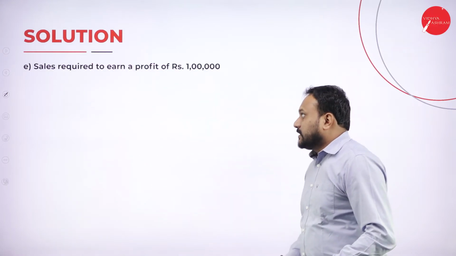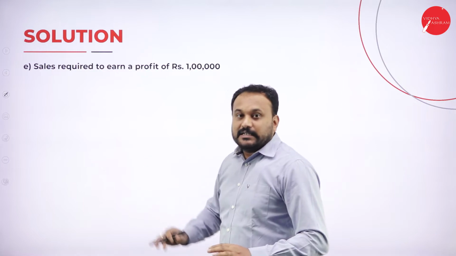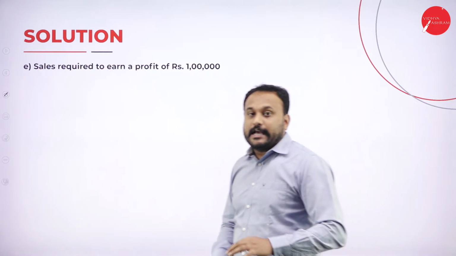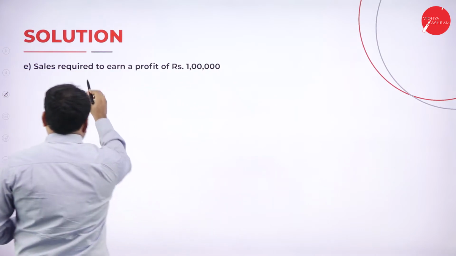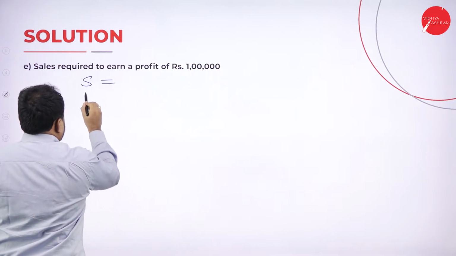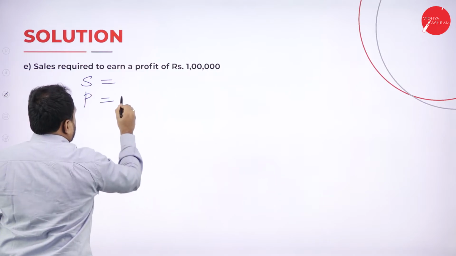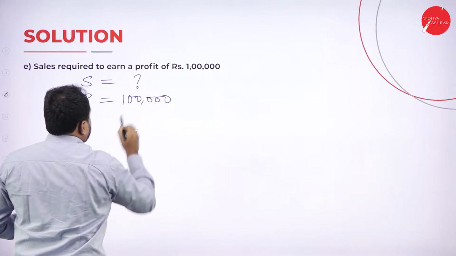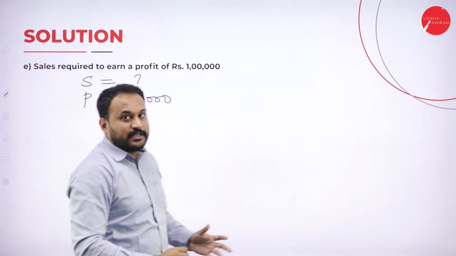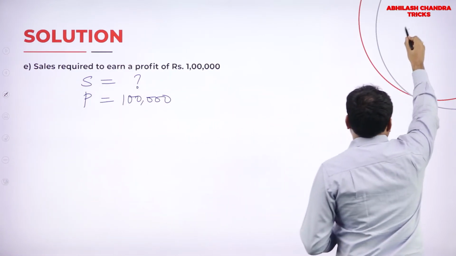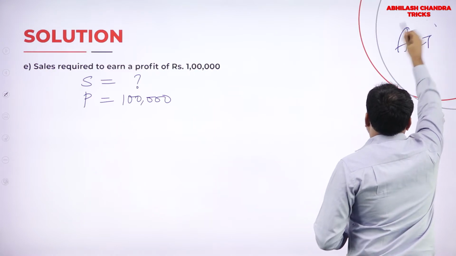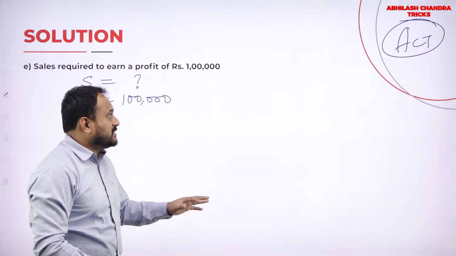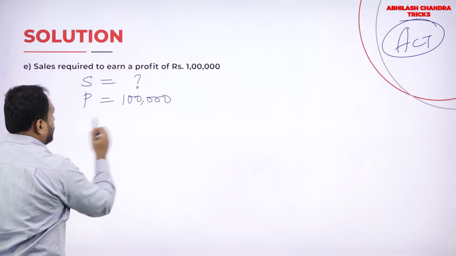What is that they have asked? Now they have asked E, sales required to earn a profit of rupees 1 lakh. How to analyze the question? Sales required to earn a profit of 1 lakh rupees. That means, what is your sales if profit is 1 lakh rupees? Same way we are supposed to go, that is here ACT. Abhilash Chandra tricks. Now here what exactly you are supposed to do is very simple. Go with the formula.